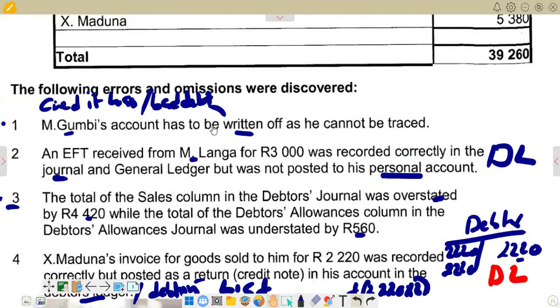M. Gumbi's account is to be written off as he cannot be traced. So this one also we are supposed to indicate it is affecting our debtors list. So here, we said the amount that we have for M. Gumbi is there. It is the one that is supposed to be written off.